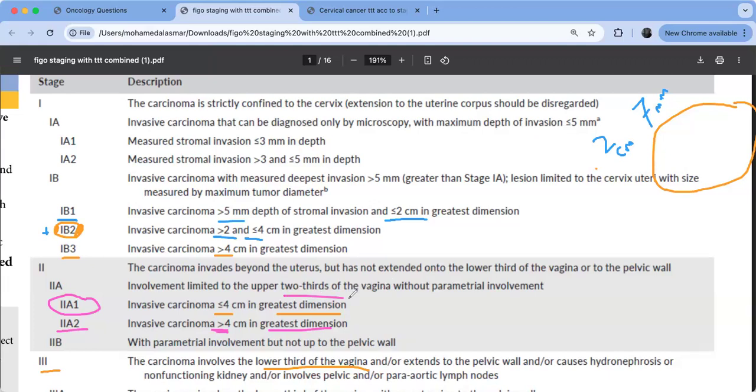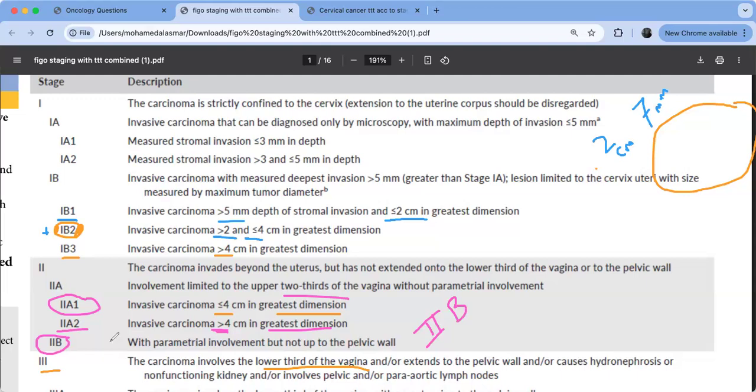It involves the upper two thirds of the vagina without parametrial involvement. Once we have parametrial involvement, but not to the pelvic wall, it's 2B.